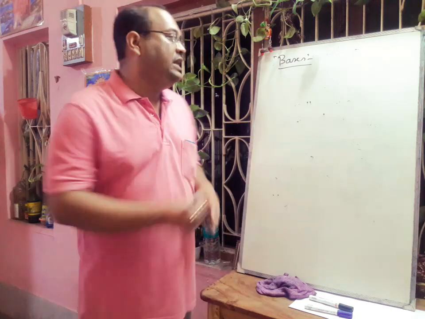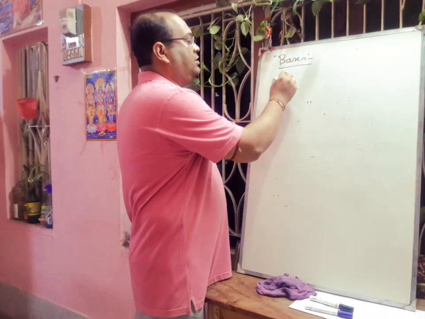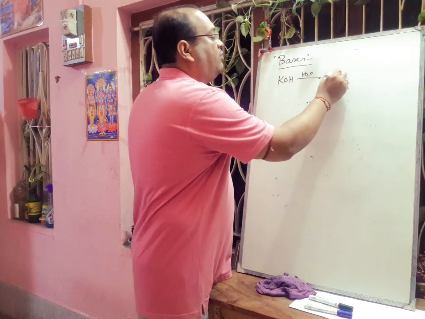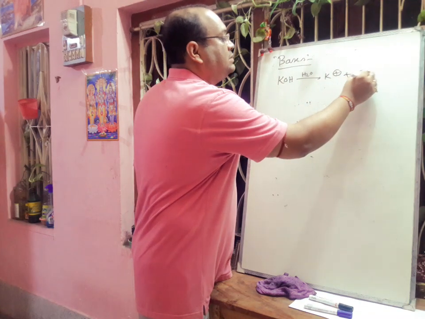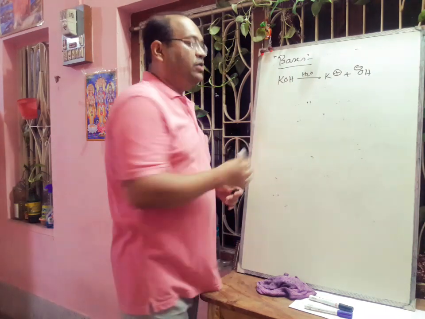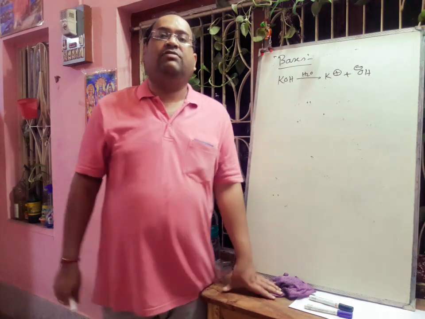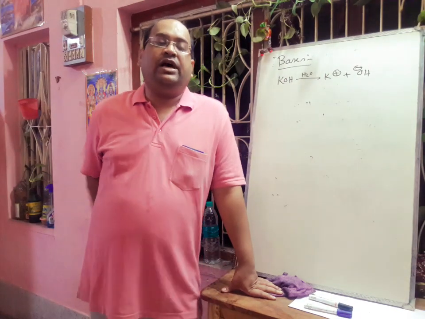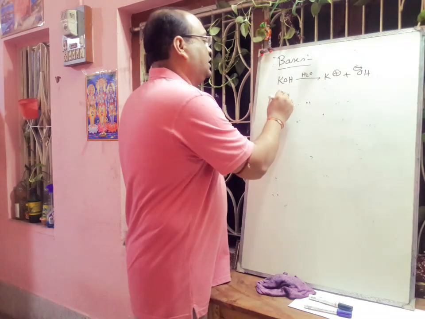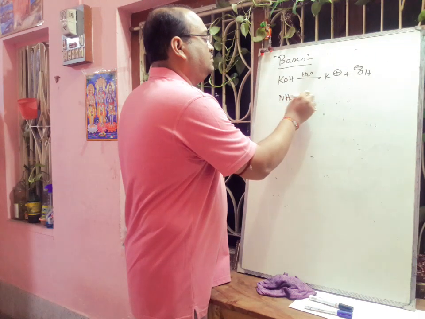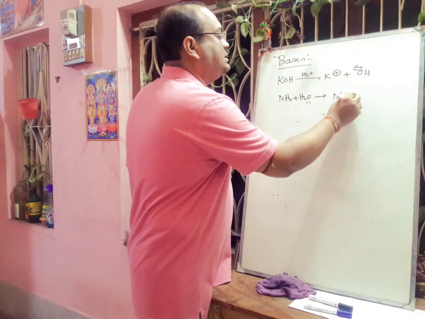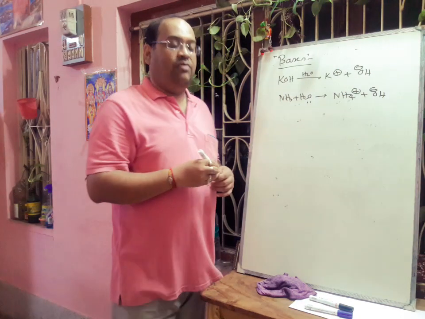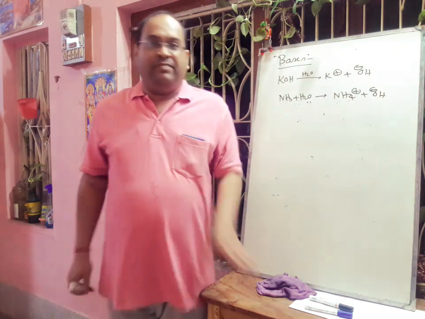If we think about KOH, potassium hydroxide, if we take water, that will dissolve and form K plus and OH minus. So as KOH is producing OH minus or hydroxyl ion in water, that is why it is called a base. We can think about ammonia. Ammonia will also react with water, forming NH4 plus and OH minus. As it is producing OH minus in water, it is also called a base.